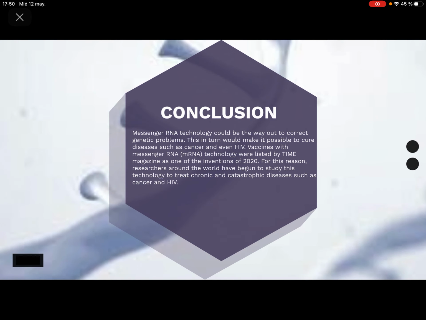Conclusions. Messenger RNA technology could be the way out to correct genetic problems. This in turn will make it possible to cure diseases such as cancer and even HIV. Vaccines with messenger RNA technology were listed by Time magazine as one of the innovations of 2020. For this reason, researchers around the world have begun to study this technology to treat chronic and catastrophic diseases such as cancer and HIV.